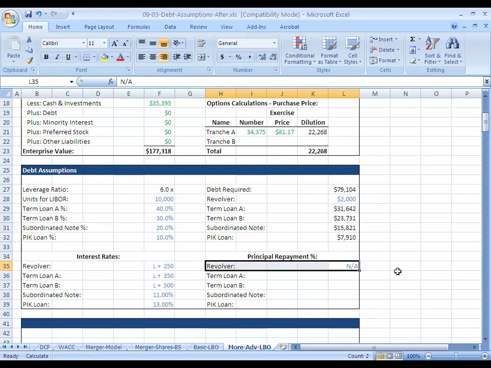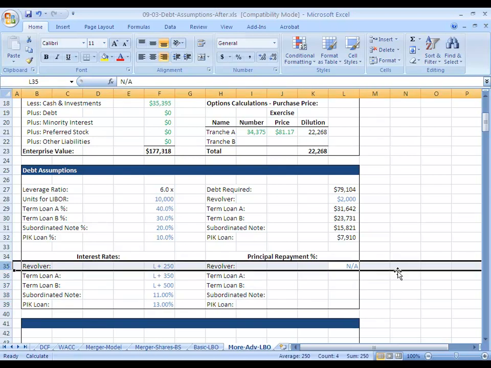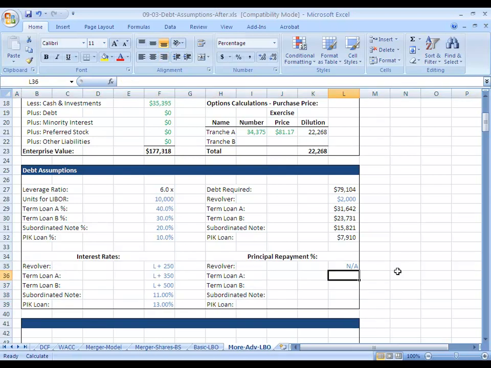So with the revolver here, the way it's going to work is that any excess cash flow will immediately go toward paying off the revolver. If, on the other hand, we have no revolver balance or we have more than enough cash flow, then we can use that to pay off the rest of these. But there's no requirement with the revolver that you have to pay off a certain amount each year. With term loan A and B, by contrast, there is that requirement. So we're going to say 10% for term loan A and then 5% for term loan B.